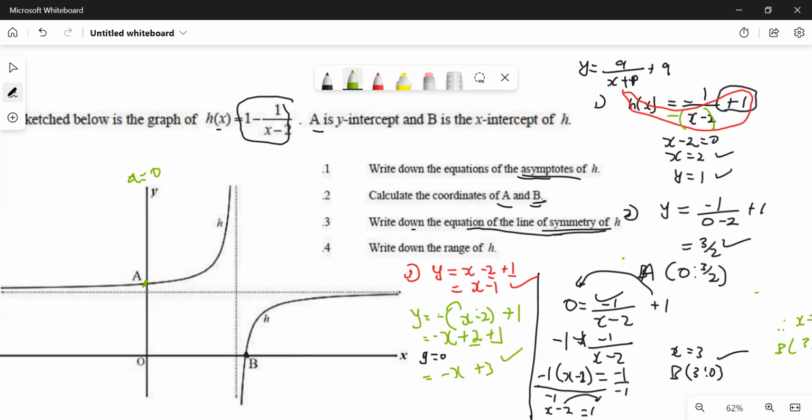We're not drawing them, they didn't ask us to draw them again. So we're not going to look for the x-intercept and the y-intercept of this line. They didn't ask us to draw them.